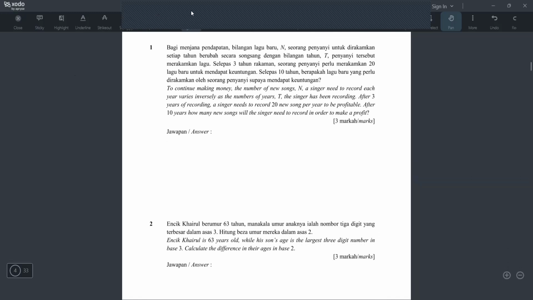Number 1, to continue making money, N represents the number of new songs a singer needs to record each year, which varies inversely as the number of years T the singer has been recording. After 3 years of recording, a singer needs to record 20 new songs per year to be profitable. After 10 years, how many new songs will the singer need to record in order to make a profit? After reading this whole paragraph, I realized this is a variation question.